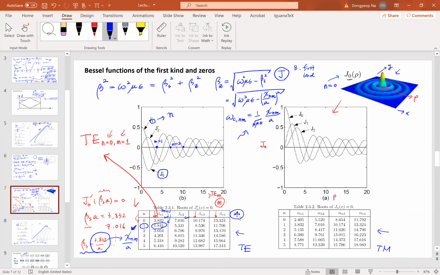All the zero crossing information is included in this table. We can use this table to evaluate the cutoff frequency of the TE or TM mode of the circular waveguide through this cutoff frequency equation. Cutoff frequency directly depends on the zero crossing value of this Bessel function. And because this 1.8 is the zero crossing value when n is equal to 1 and m is equal to 1, it is the lowest value. This is the lowest mode that circular waveguide supports.